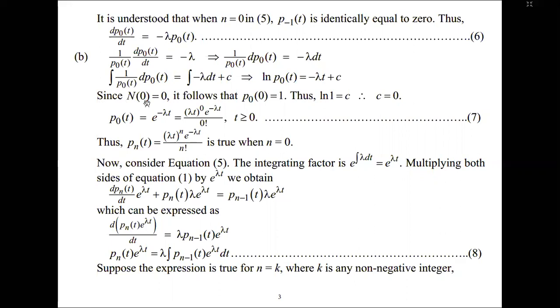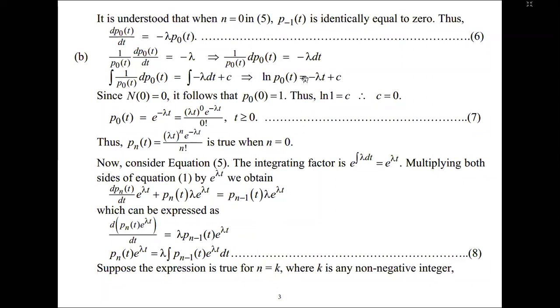Since n of naught is equal to 0, it follows that P of naught is equal to 1. Therefore, ln 1 is equal to C, so C is equal to 0. So we put C equal to 0 here, and the equation will be ln P equal to minus lambda T. But we want to make P of naught the subject, so ln P of naught equals negative lambda T.